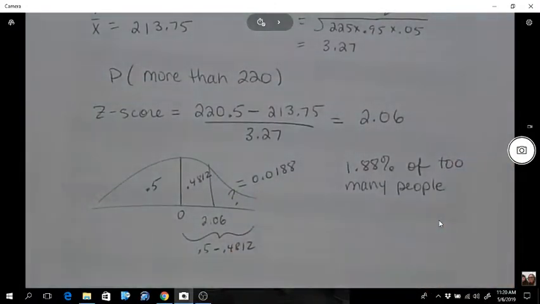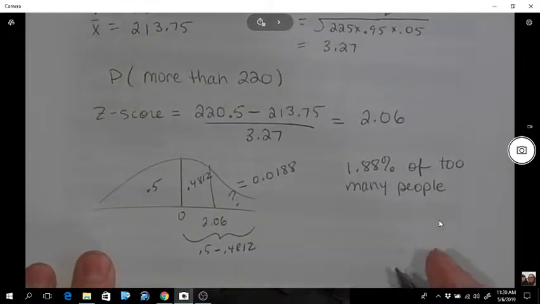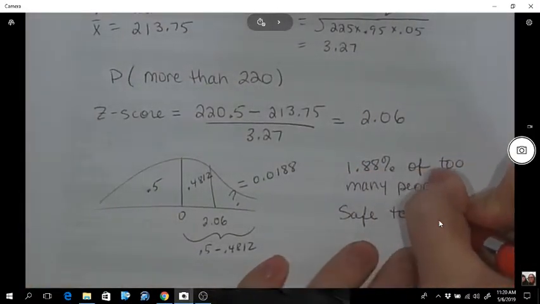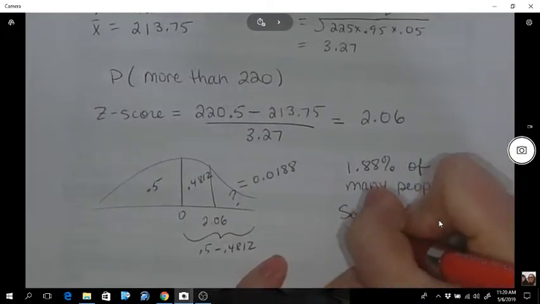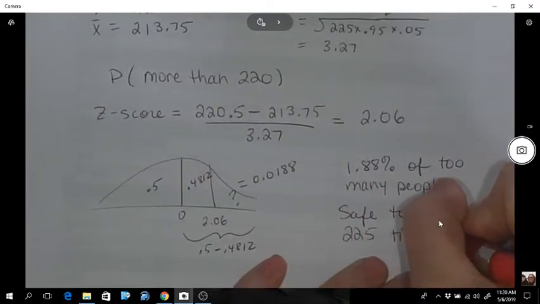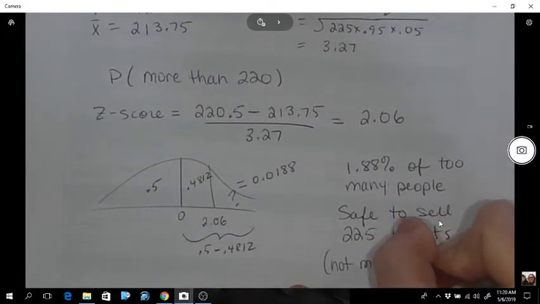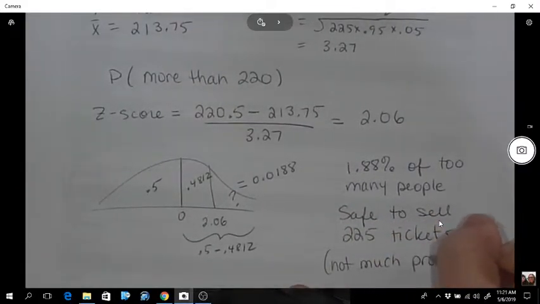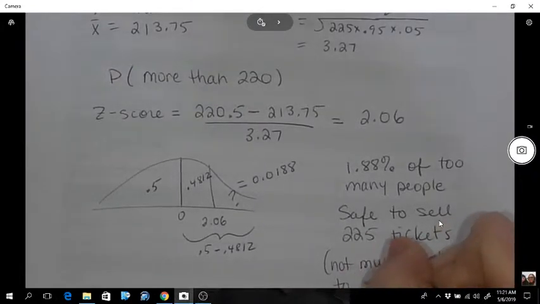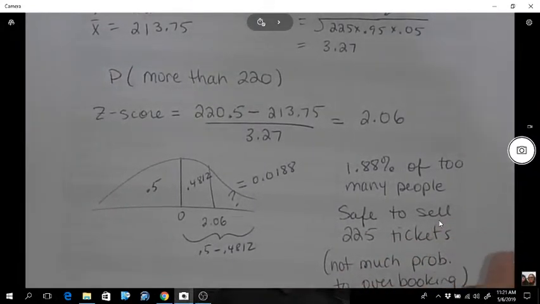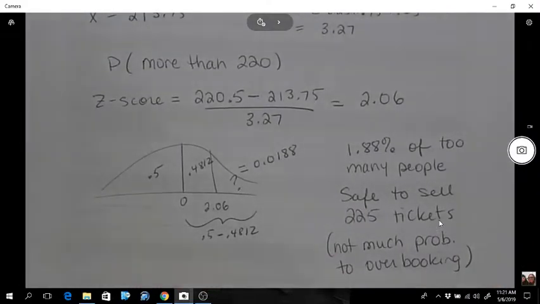So would you say that airline is pretty safe to sell 225 tickets? I would say that that would be a pretty safe probability. There's not much chance, not much probability of overbooking. Does that make sense?